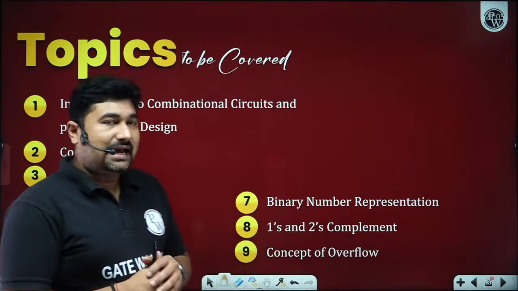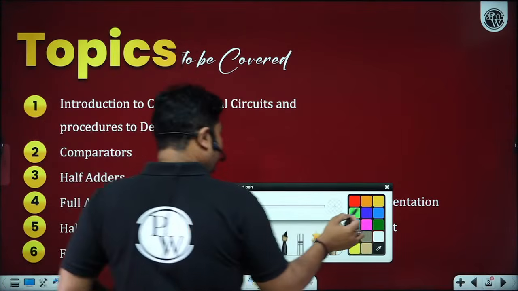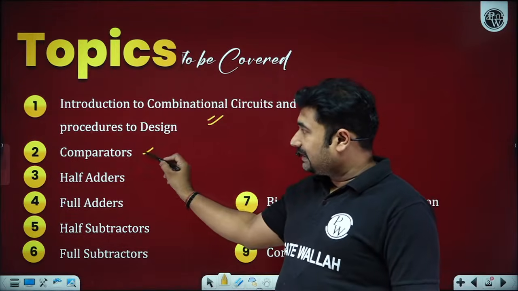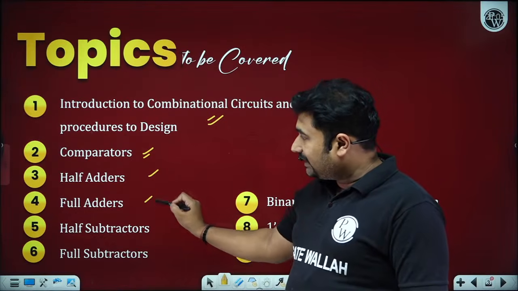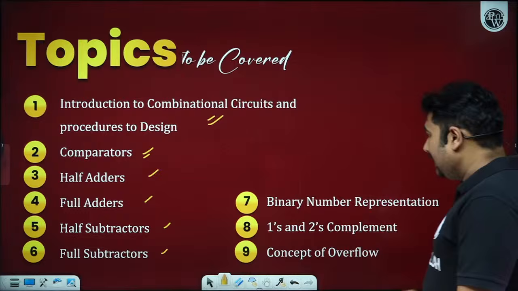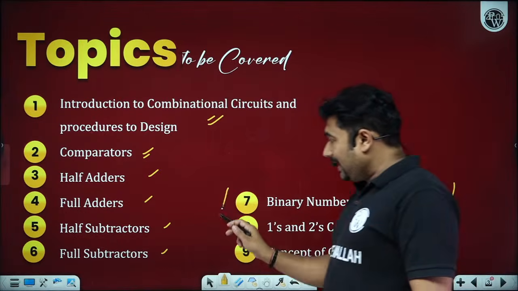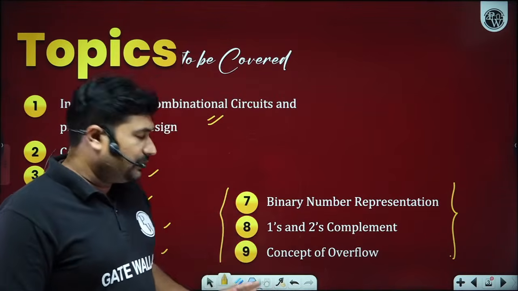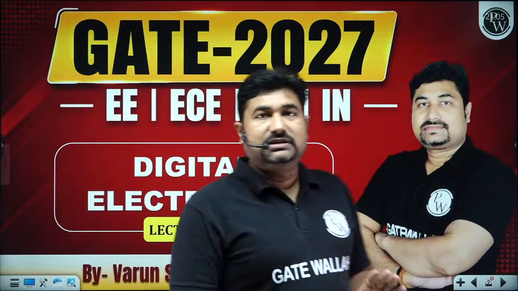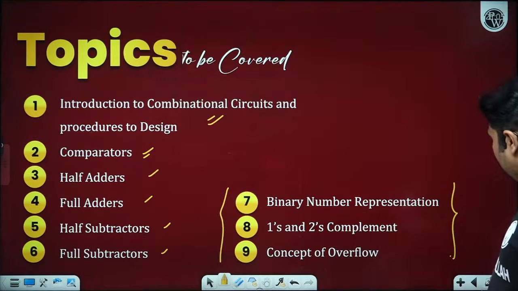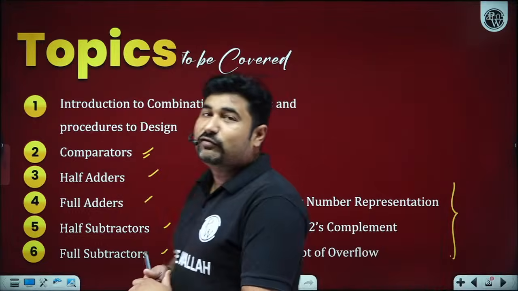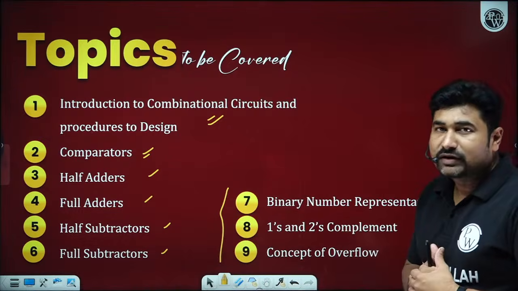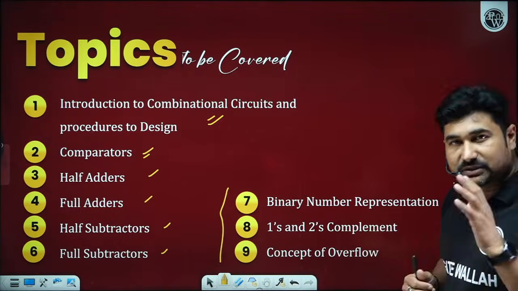So in this class, the first thing I am going to discuss is the introduction to the combinational circuit and the procedure to design a combinational circuit. Later on we will move towards comparator, half adder, full adder, half subtractor, full subtractor, and in the last I will move towards the binary number system. It is not binary number, just a representation only. That is all you need for the GATE exam. Then the ones and twos complement concept, and later on the overflow concept. That is very important before studying the adder. We must follow the concept of overflow. So all these topics I am going to discuss in today's class.